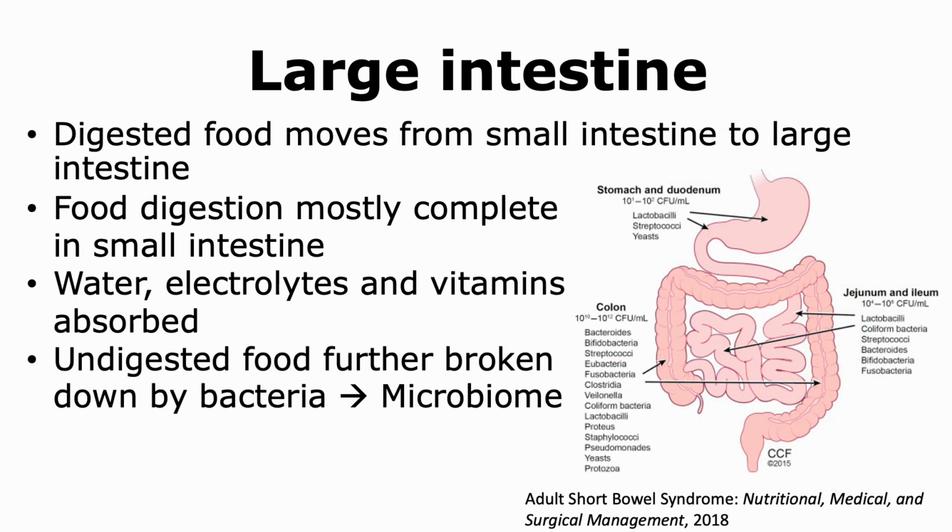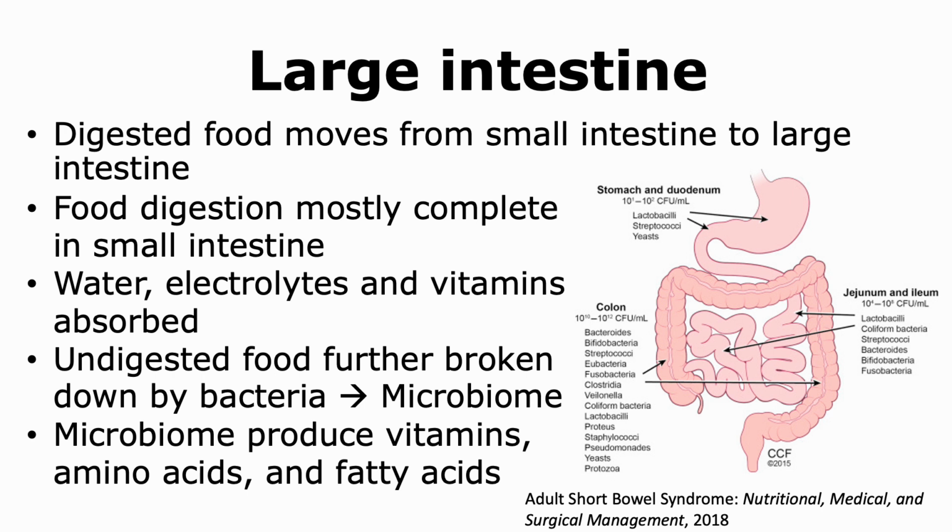The undigested food that is present is further broken down by bacteria that are present in the large intestine, which constitutes the microbiome of the animal. In the large intestine, there is a huge load of bacteria. There are more than 1 trillion bacteria present per ml of material within the large intestine. These microorganisms help in the breakdown of food, but also produce vitamins, amino acids, and fatty acids that are needed for the normal functioning of the animal. The microbiome also protects the animal by competing with pathogens, and hence they play a crucial role in our well-being.